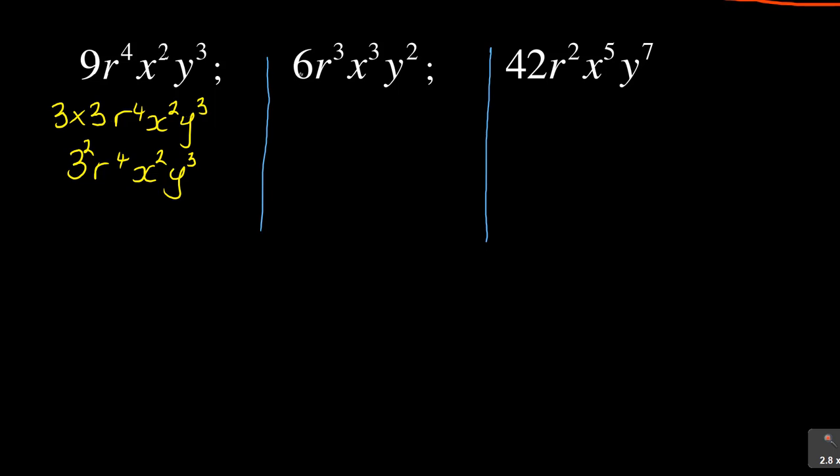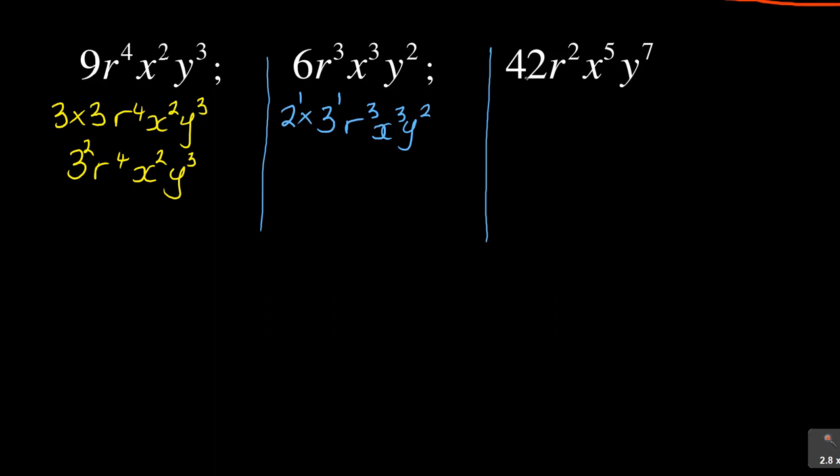Let us go to 6. The prime factors of 6 are 2 times 3. So 2 times 3 is 6, which is r^3 x^3 y^2. Here, if it's just 2 times 3, it means the power is 1, the power is 1. What about the other one?